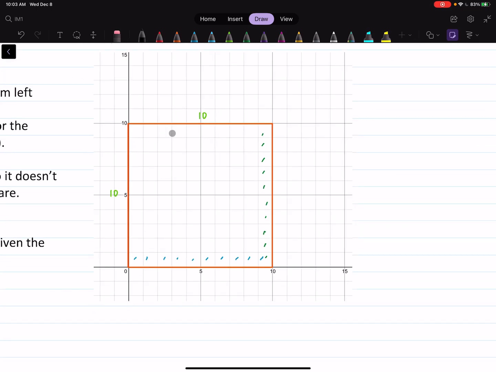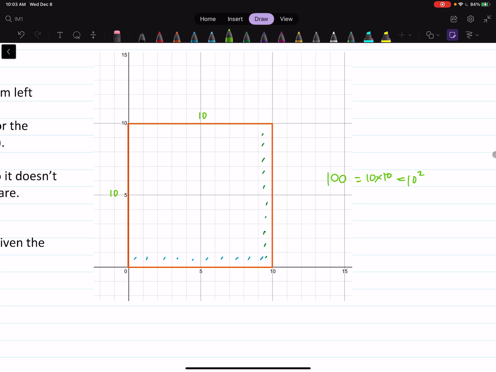Which means that if I were to count every single one of these squares, and if you want to pause the video, it's going to be 100 little squares. By the way, that's 10 times 10, right? Because there are 10 in a row. And how many rows do I have? I have 10 rows. So it's 10 times 10, which is equal to 10 squared.